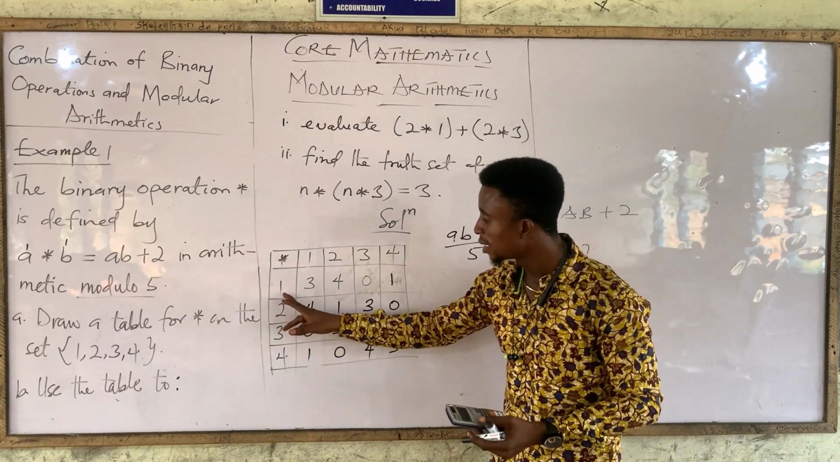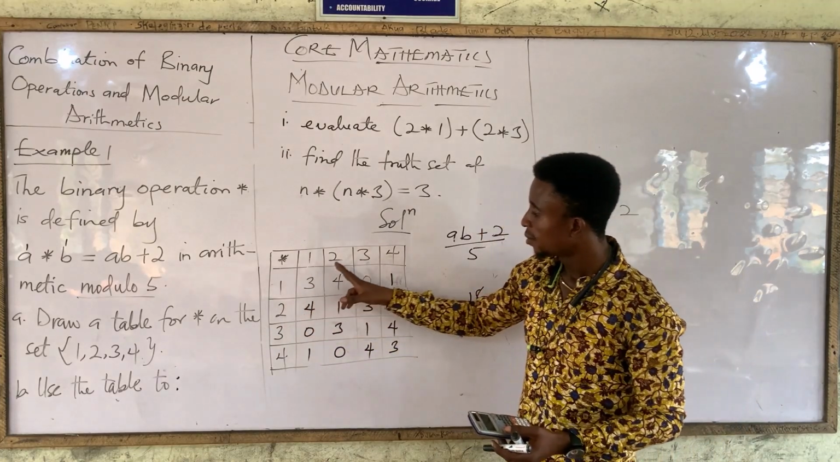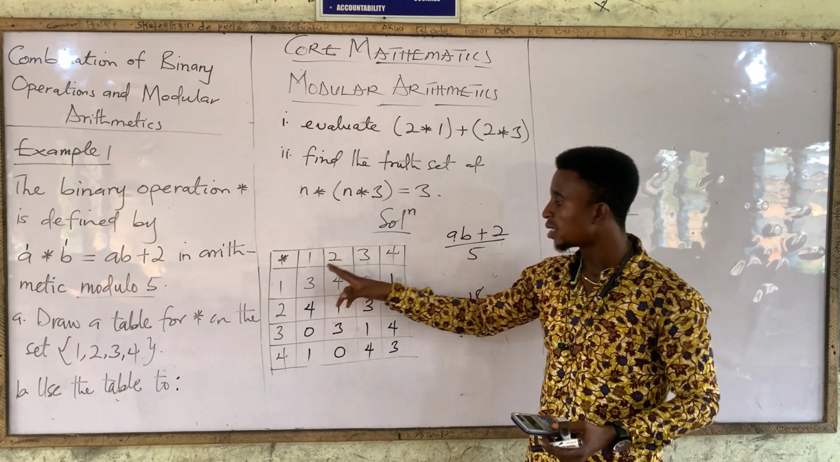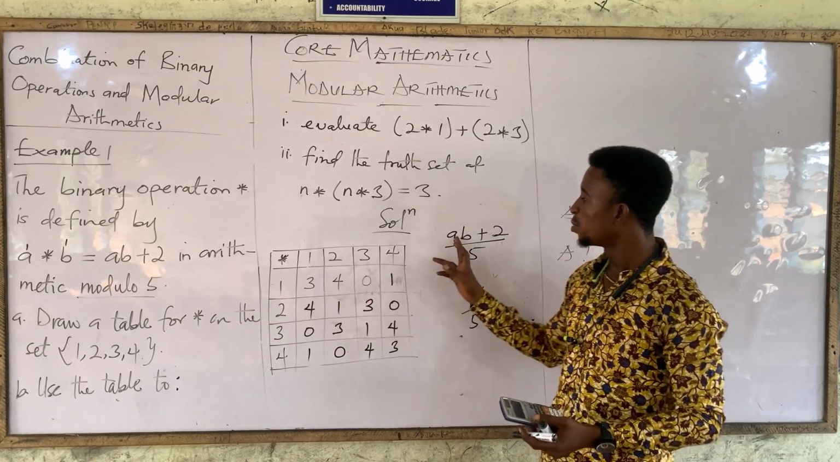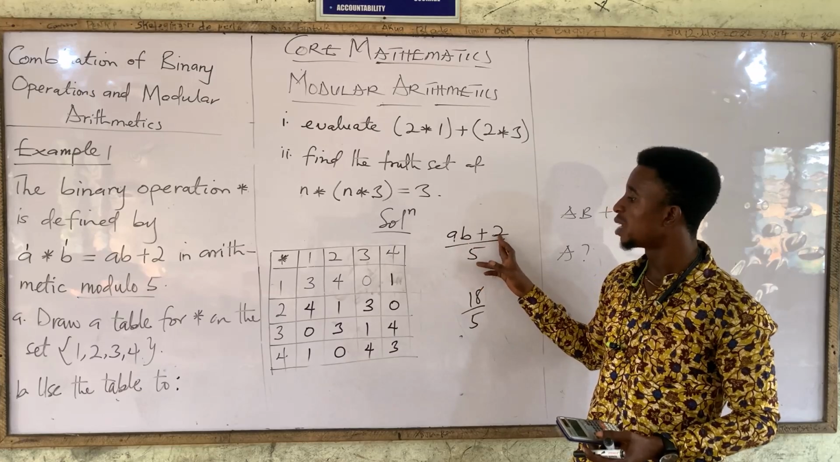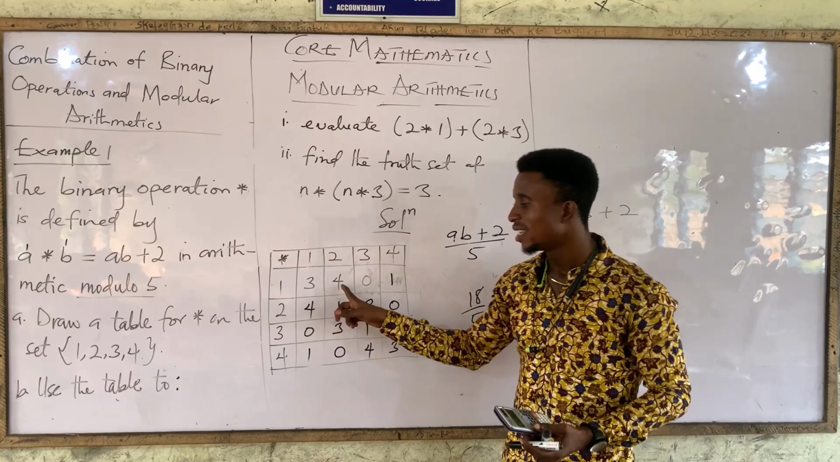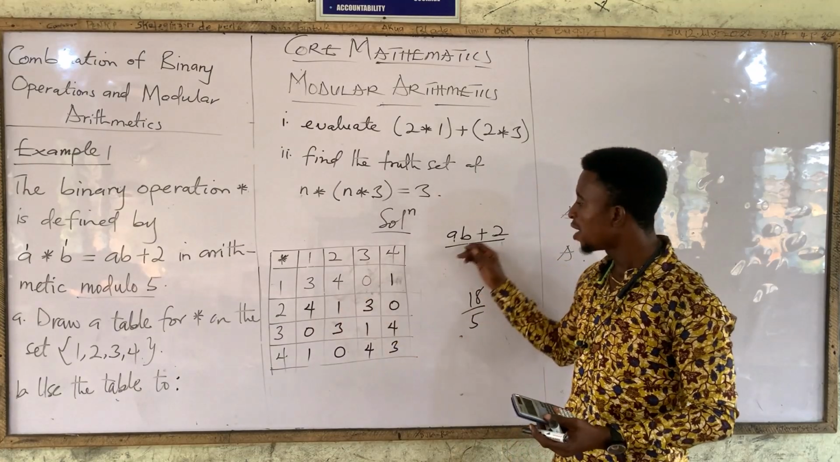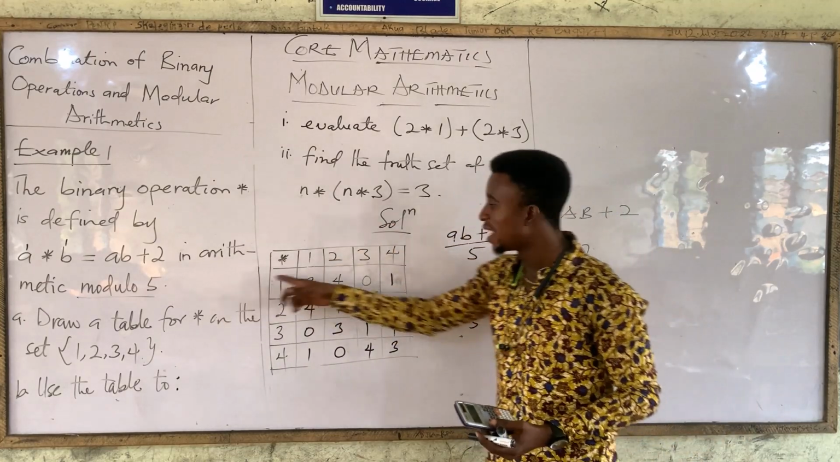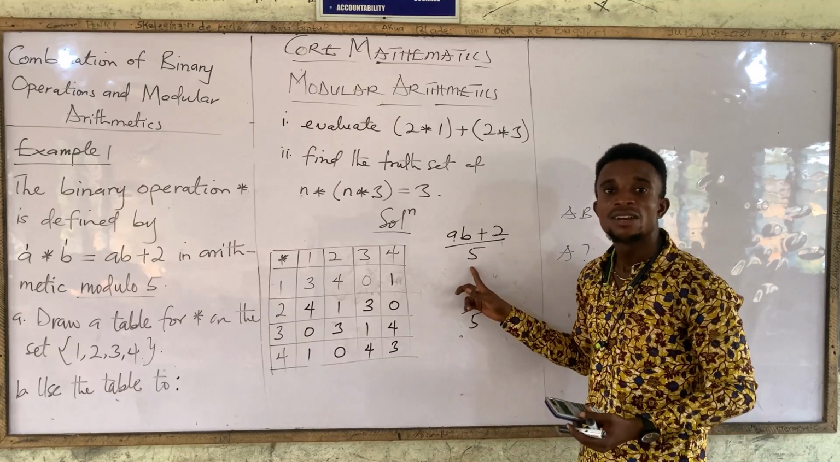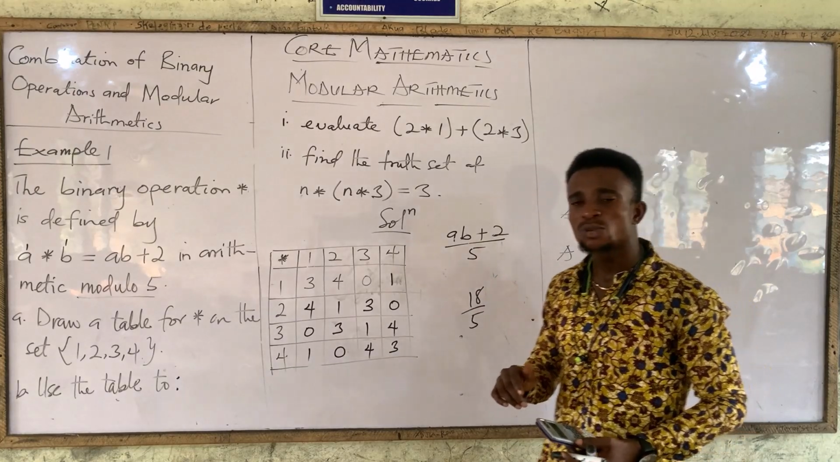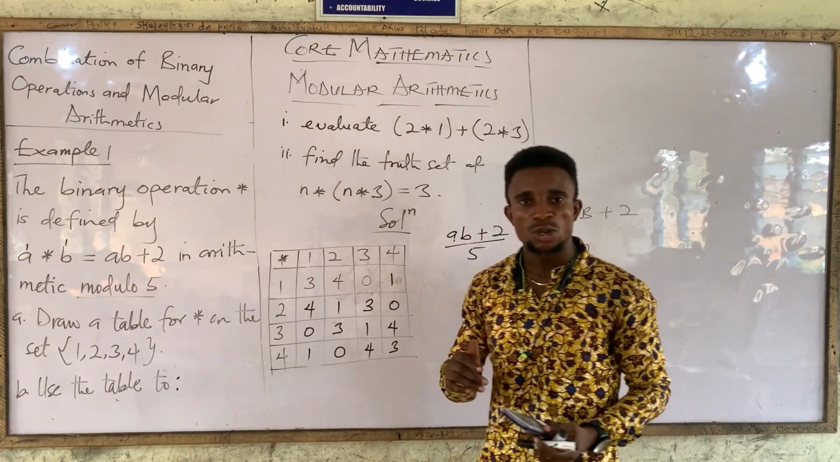Because here we said 1 operating on 2: A is 1, B is 2. So it will be 1 times 2, which is 2, plus 2. That is 4, and 4 mod 5 is 4. So after you get the answer, we take the mod, and the mod is division by 5.